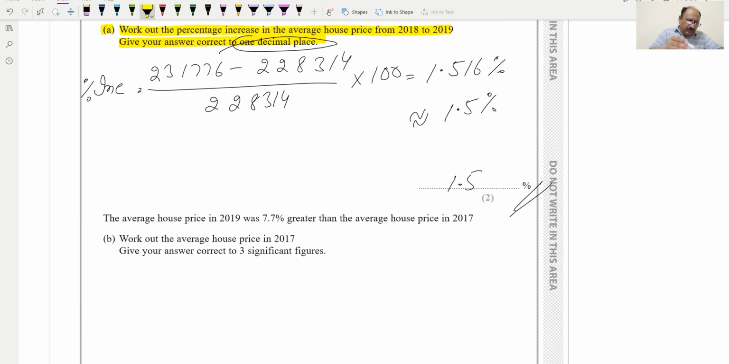Now for B part, they are saying the average house price in 2019 was 7.7% greater than the average house price in 2017. B part, work out the average house price in 2017. Give your answer correct to 3 significant figures. Now, reverse percentage question. Let us suppose that in 2017 the price was X. So now it is increased.